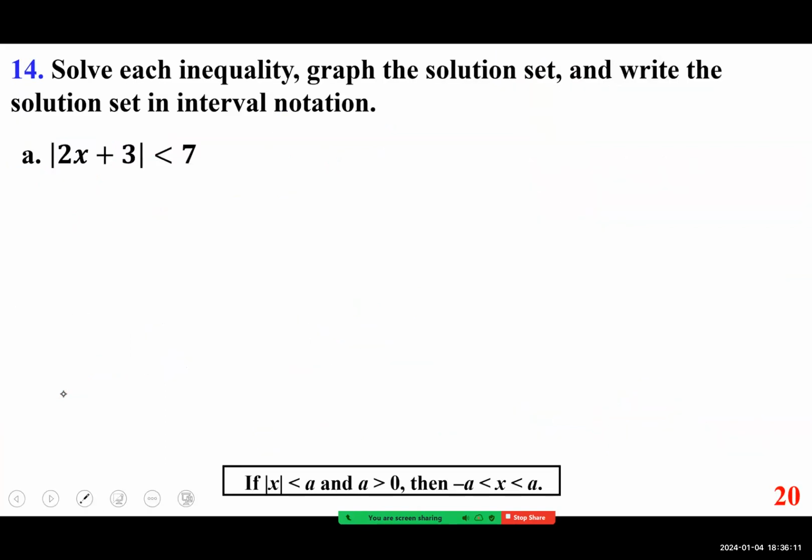Solve each inequality, graph the solution set, and write the solution set in interval notation. So this is an absolute value inequality, and I'm going to remind you, if the absolute value of x is less than a, and a has a positive value, then x becomes sandwiched between the two. So the very first step is to isolate the absolute value, meaning there should be nothing next to it, and there is nothing. So you sandwich this between positive and negative 7.